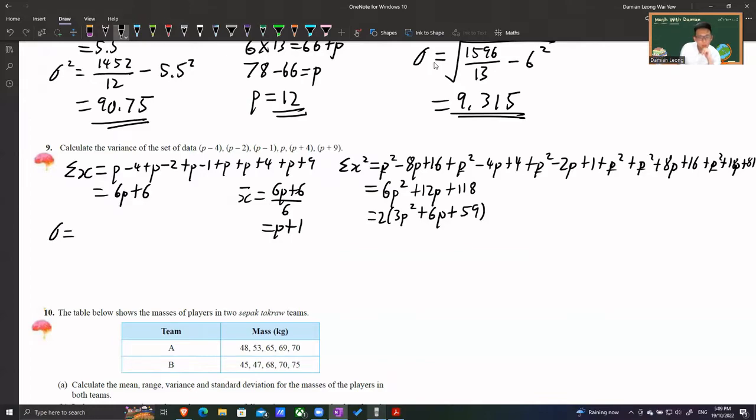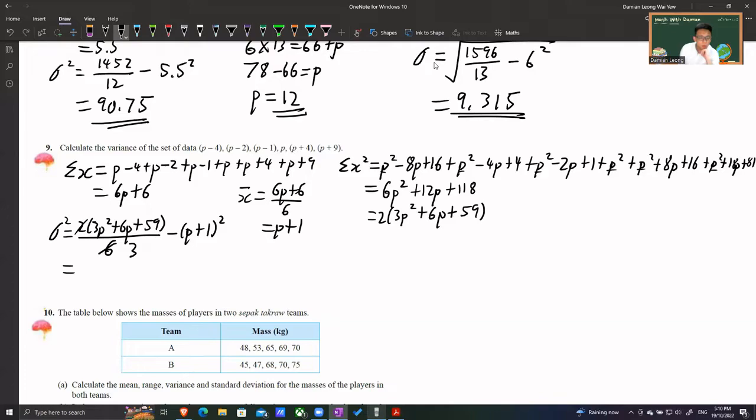If I take variance, sum of values square over n minus mean square. This will cut. Left with 3.